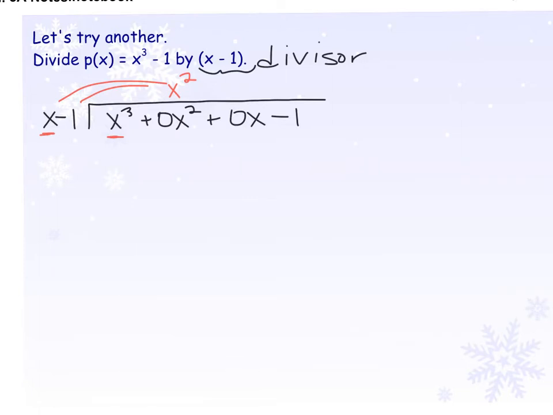X squared times x becomes x cubed, and x squared times negative 1 would be negative x squared. When we draw our line and change the operation for subtraction, and then this one becomes plus, our first term cancels. Now our second term, we have 0x squared plus x squared. So 0 plus 1 technically would just keep that as 1x squared. So think about that plain x squared like a 1x squared. And then drop down that next 0x placeholder term.